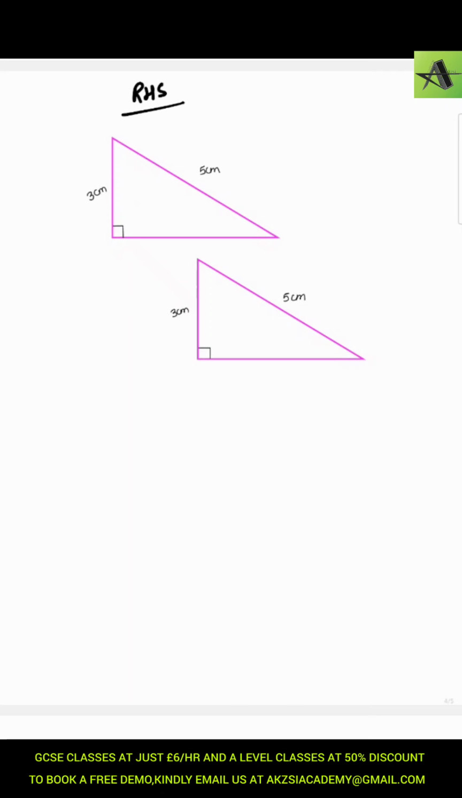In this case, I can see both have the same hypotenuse, which is 5 centimeters. Both have one side equal, which is 3 centimeters, and one right angle. So this is a congruent triangle. Now let me see some questions, how we can apply these congruency rules to find the congruent triangle.